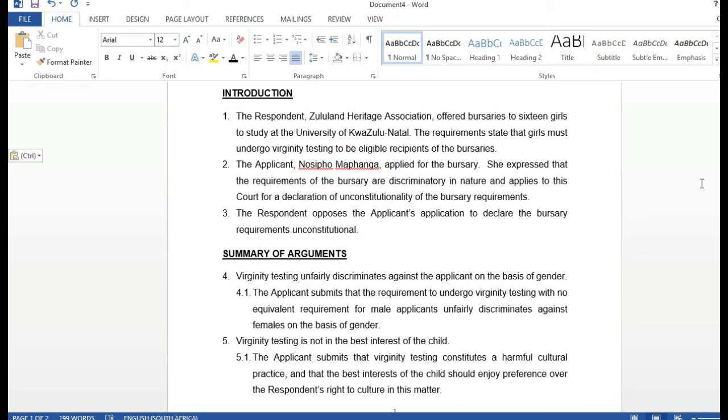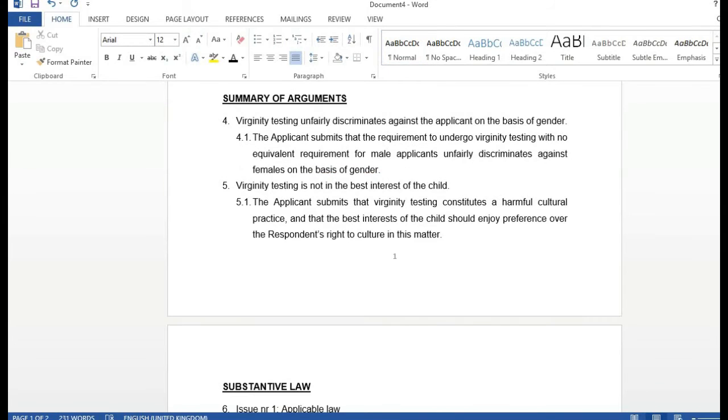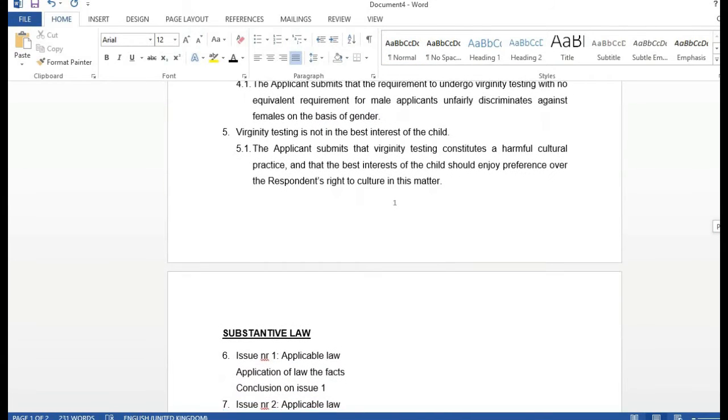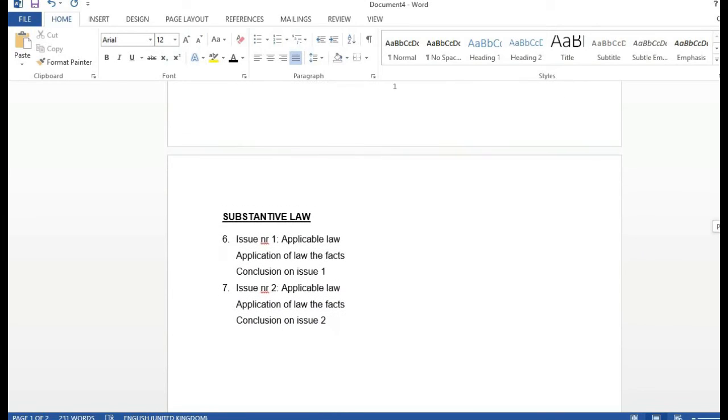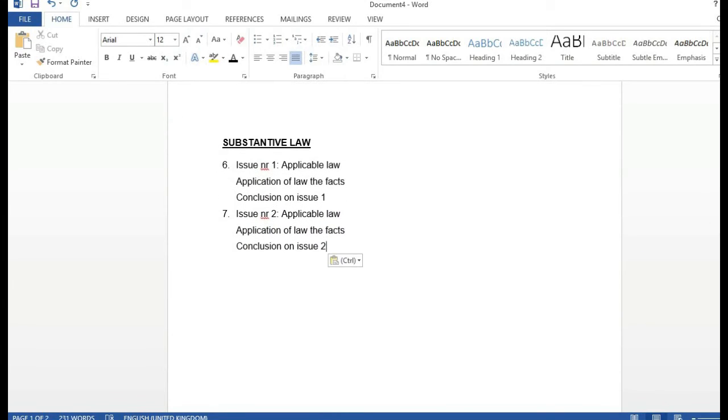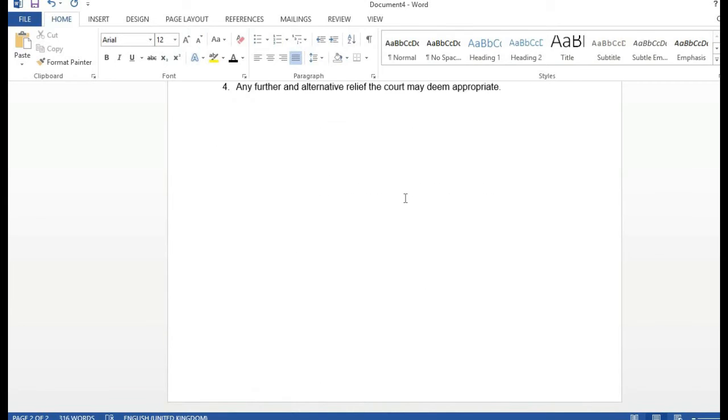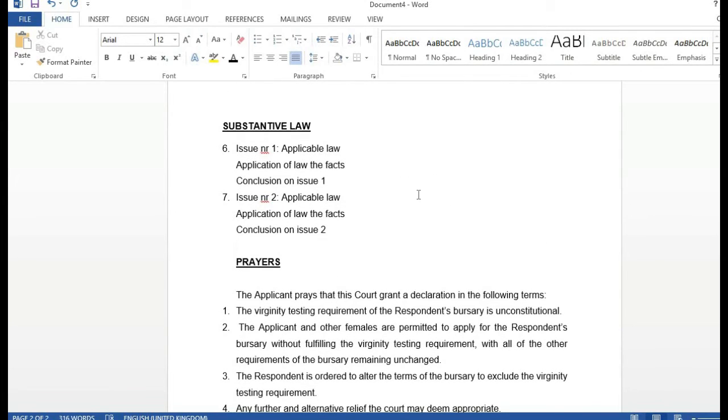Now, we continue to deal with each of the legal issues separately. You will identify the relevant legislation and case law, apply the law to your facts, and provide a conclusion separately for each issue. You conclude your heads of argument with prayers. Here you indicate what you want the court to do about your problem. What remedies do you wish the court to grant?